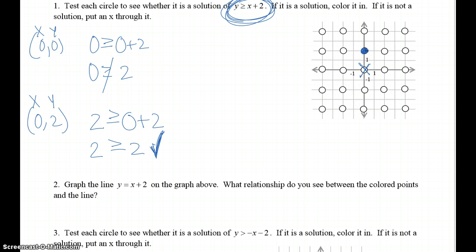Let's test one more point. Let's test, I don't know, 2, 4. If I test 2, 4, I get x is 2 and y is 4. So 4 is greater than or equal to 2 plus 2. So we have 4 is greater than or equal to 4. That is true because they are equal. I shall shade that in because it is a solution.